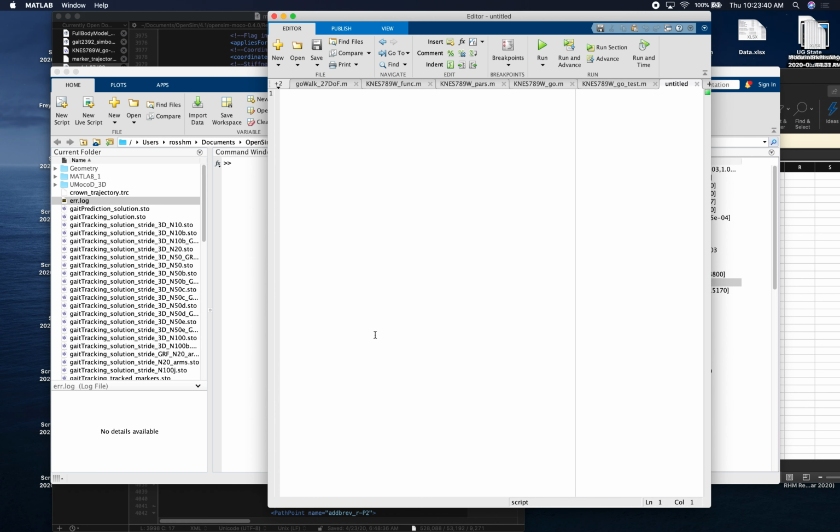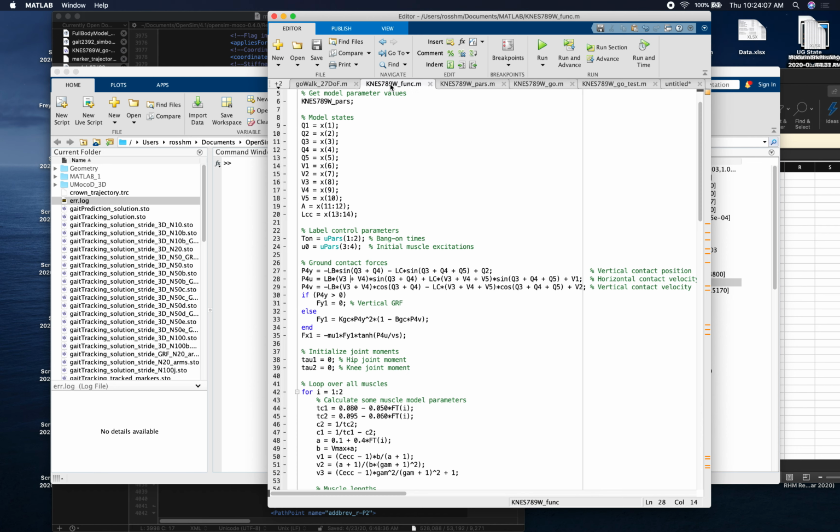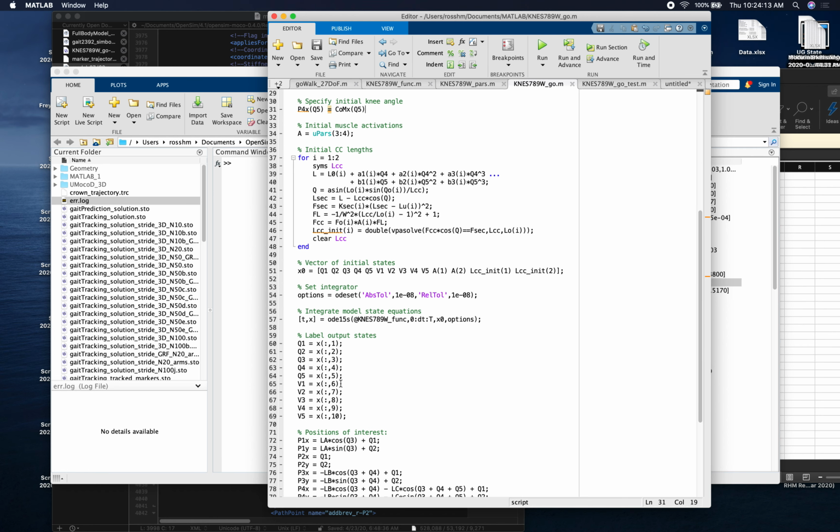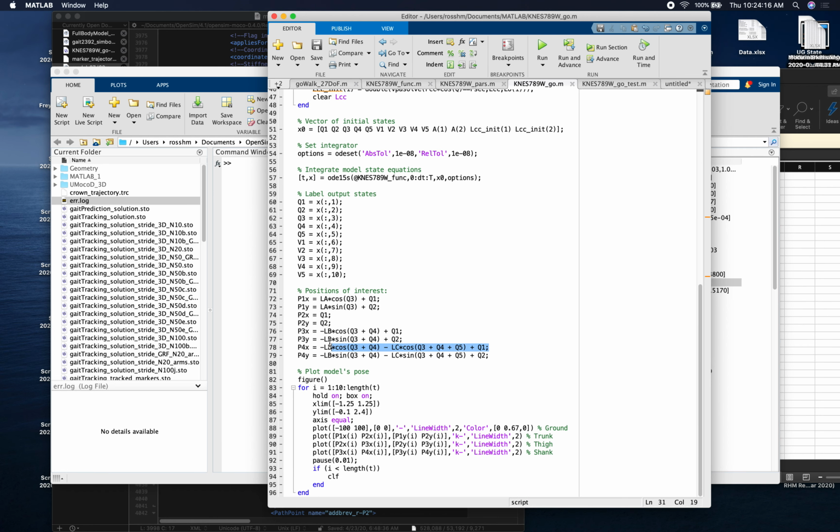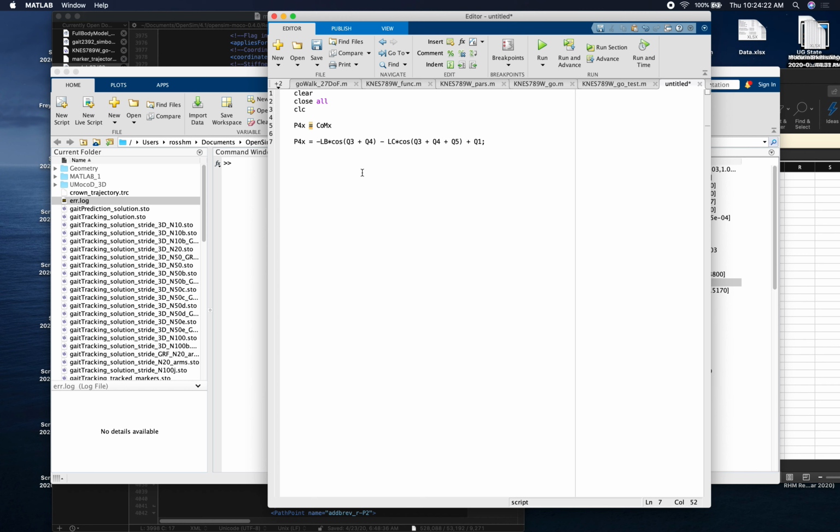So I'm going to start a new script here, and we're just going to clear it out. And I'm going to derive an expression for Q5 from this equation here, from the initial horizontal position of the foot equaling the initial horizontal position of the center of mass. Okay. Now, we already have here an expression for the horizontal position of the foot. If I go to my model go function, down here when I do my plotting, I've already got an expression for P4x. That's my horizontal position of my foot, so let's copy that over here.